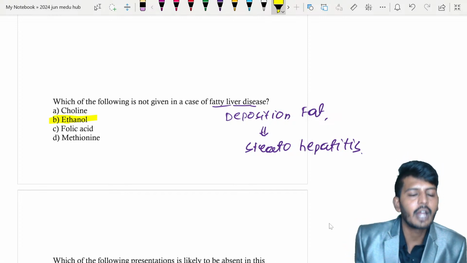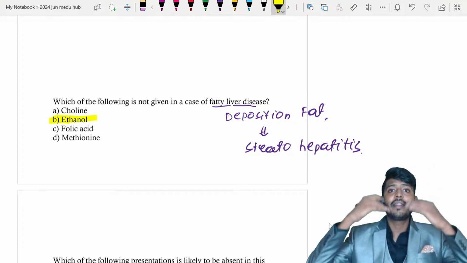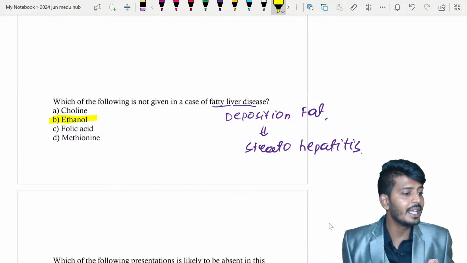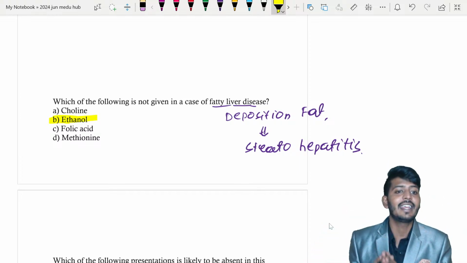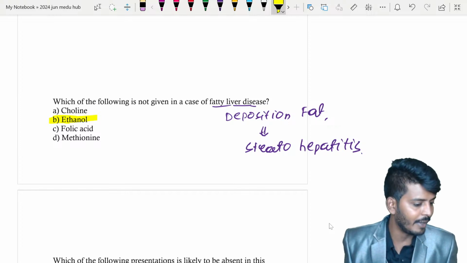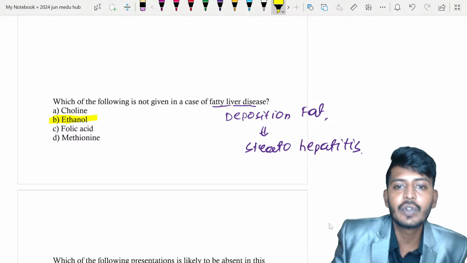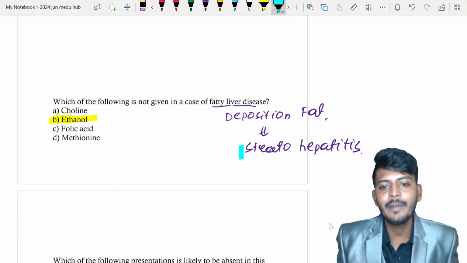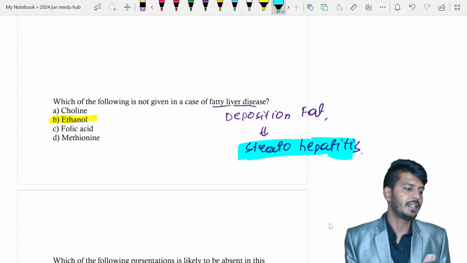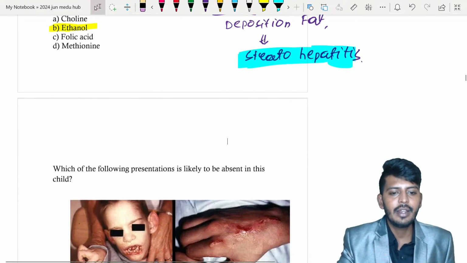क्या है? ethanol. दारू दोगे तो क्या होगा? और भी ज्यादा हेपेटाइटिस हो जाएगा. Hepatitis will increase even more. तो इसीलिए क्या नहीं देना चाहिए? Ethanol is not given because that will predispose to steatohepatitis. Okay, so that is the story of your next question.